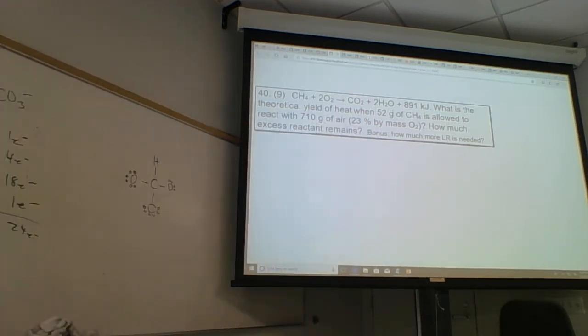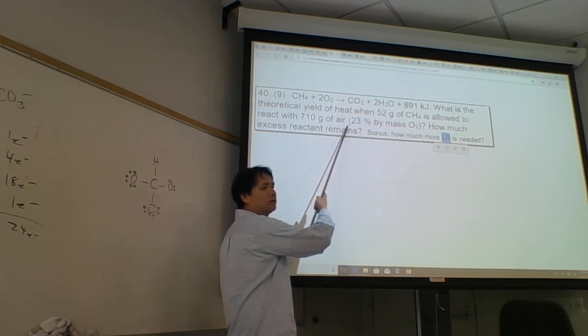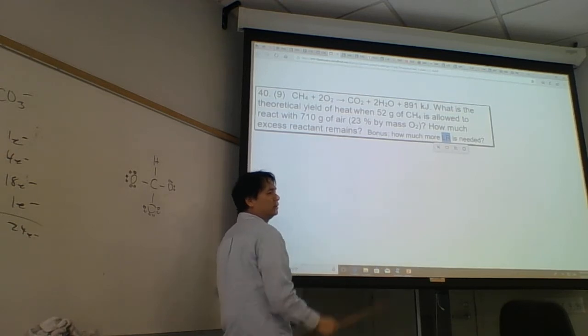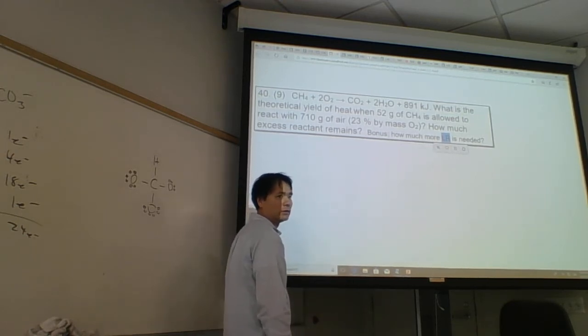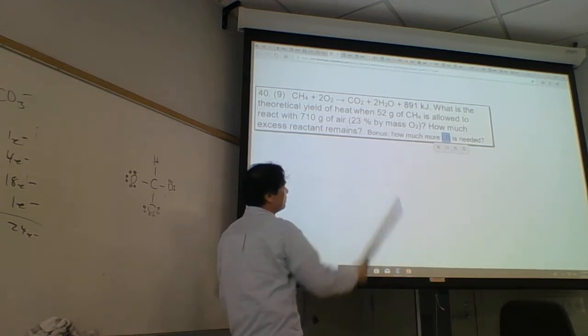At the bottom where it says bonus, what is LR? Thank you. Yeah, LR is a limiting reactant. So we need to do one additional calculation to figure out how much more. Let's say if our limiting reactant were methane, how much more methane do we need to complete the reaction? Or if the limiting reactant were air, how much more air do we need to finish the reaction? So that would be a bonus calculation.